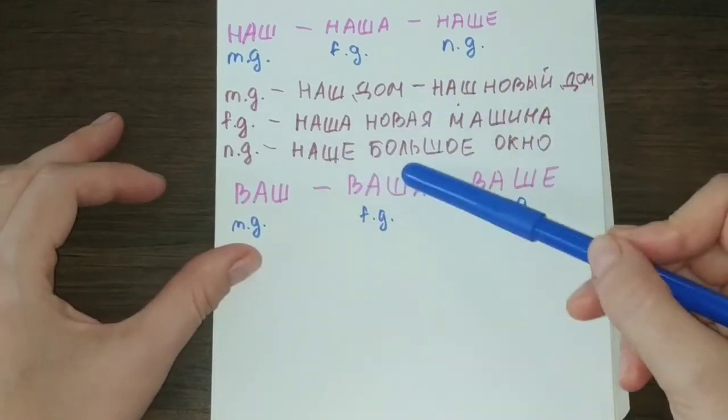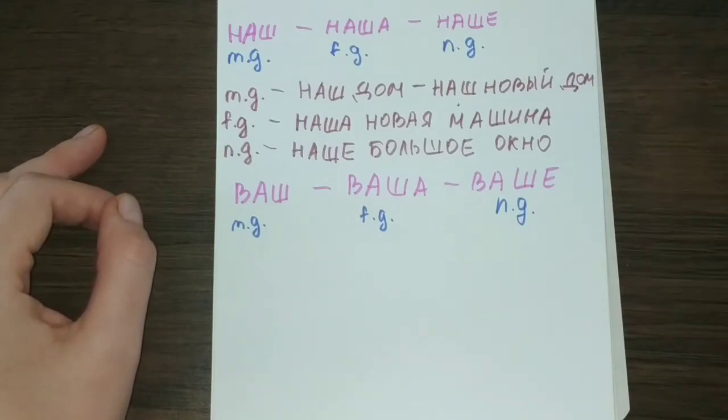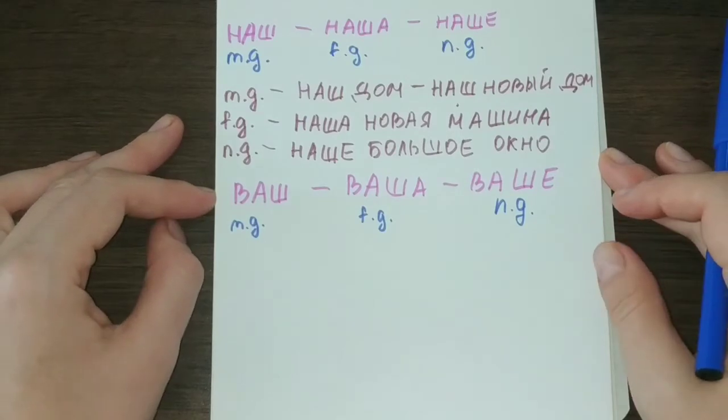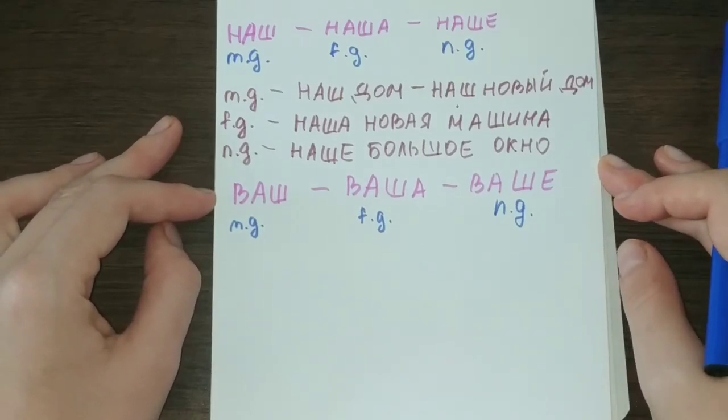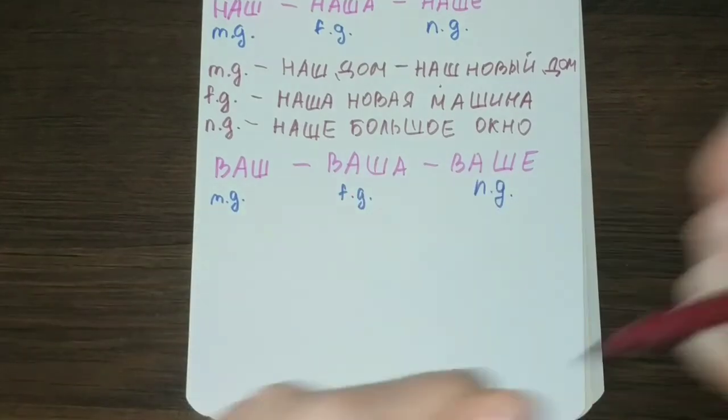So ваш, ваша, ваше means the same. It is either a polite way of addressing a single person or a way of addressing a group of people. So let us also write some examples with it.